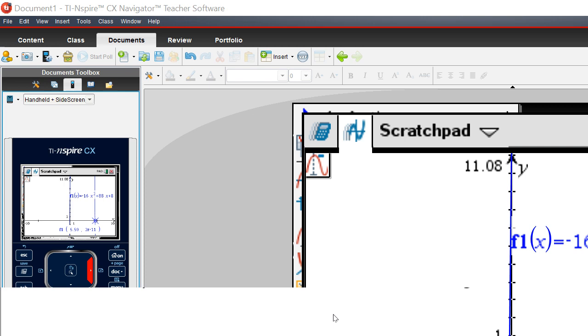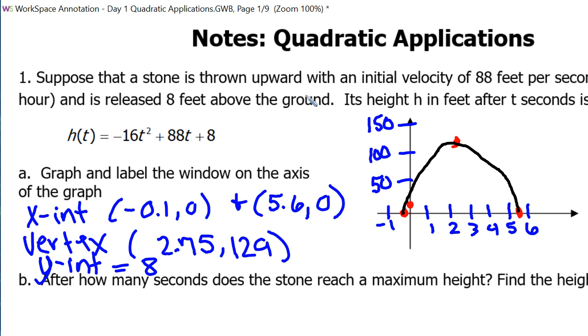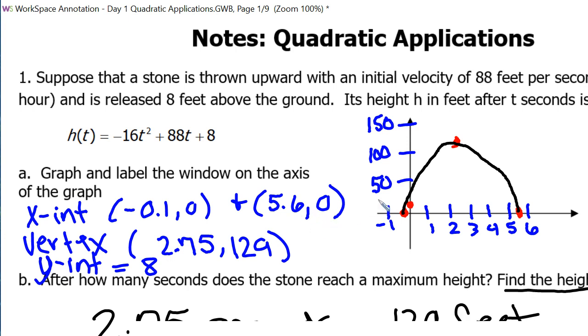Now, answering the questions about this graph. After how many seconds does the stone reach a maximum height? Well, here's the maximum height up here. How many seconds did it take to reach that maximum height? Yeah, right here, 2.75 seconds. And then we have the second part, find the height. Well, at 2.75 seconds, what was that height? 129 feet. So that question had two parts, to make sure you have two answers. They wanted to know how many seconds to get to the maximum and what was the height at the maximum.